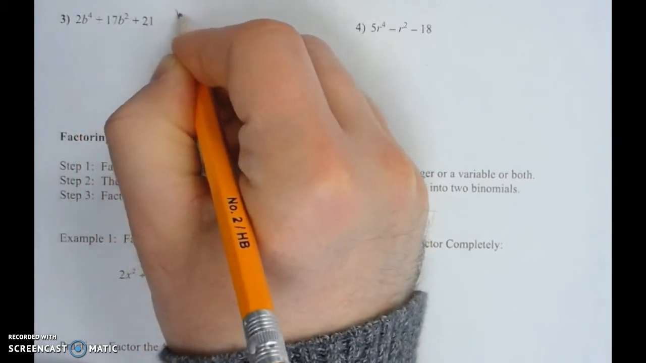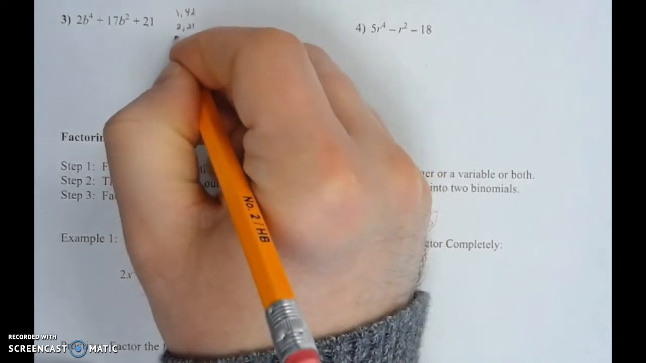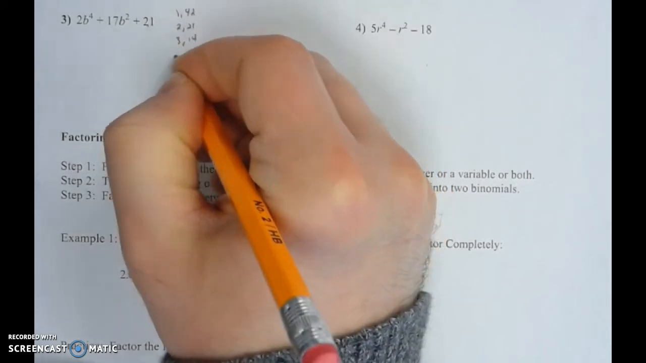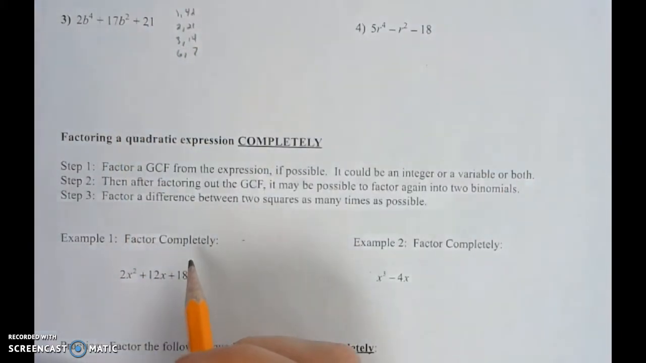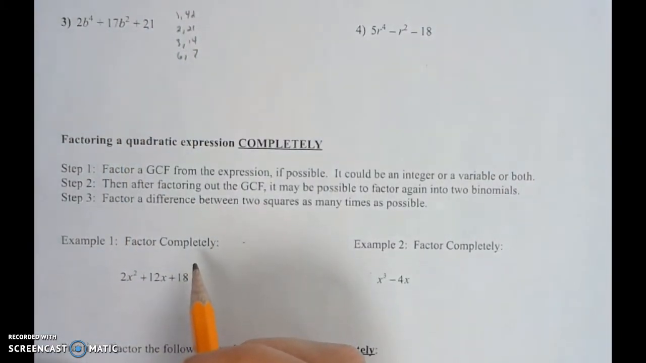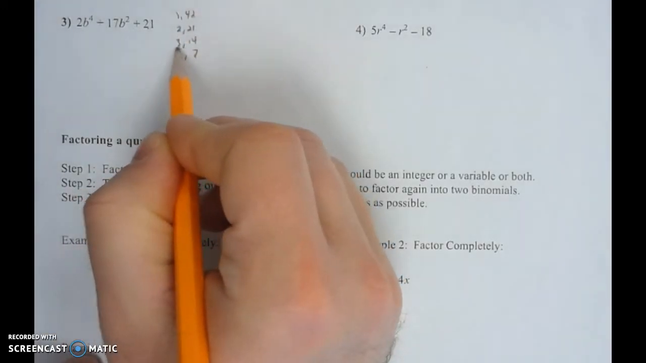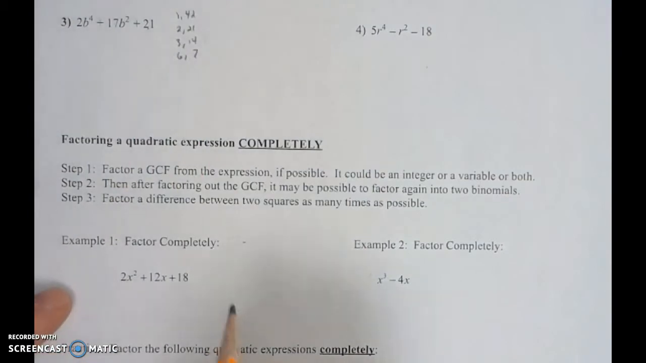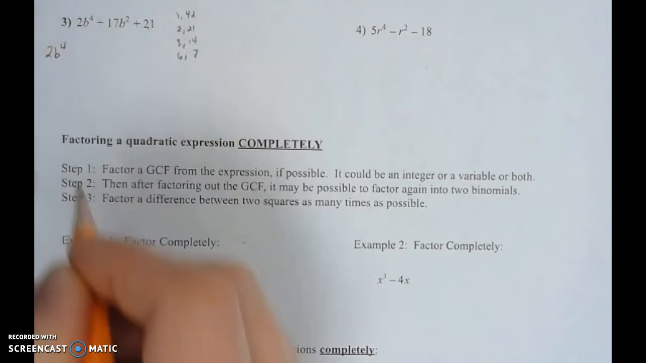I know I could do 1 times 42. I could do 2 times 21. I could do 3 times 14. I could do 6 times 7. All of those are different ways that I could multiply to make 42. And the ones that are going to add up to 17 are right here with the positive 3 and the positive 14. So I'm going to rewrite this as 2b to the fourth power.